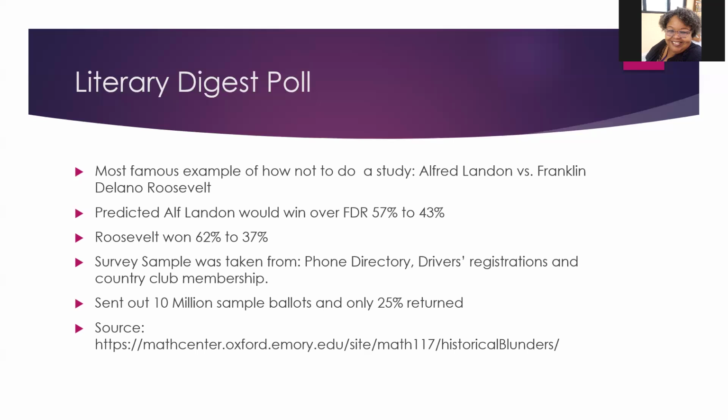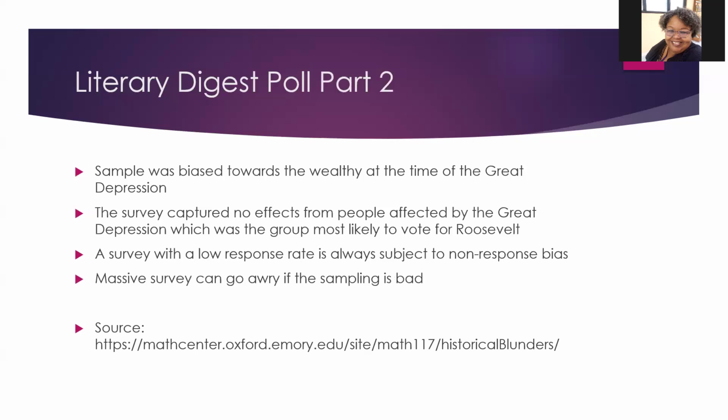So during the Great Depression, they eliminated the people who were mostly affected by the Great Depression and asked who they would vote for. They sent out 10 million sample ballots and only 24% were returned. So that's not a very high return rate. So you have to think about those 75% who did not return their surveys. Out of 10 million people, this is a huge survey. What were they thinking?